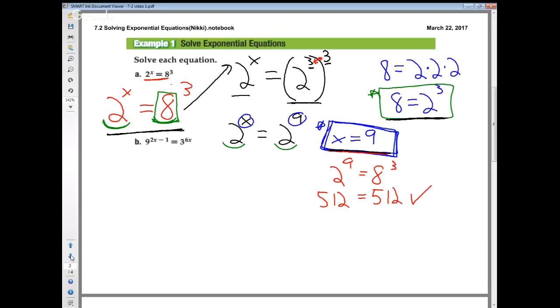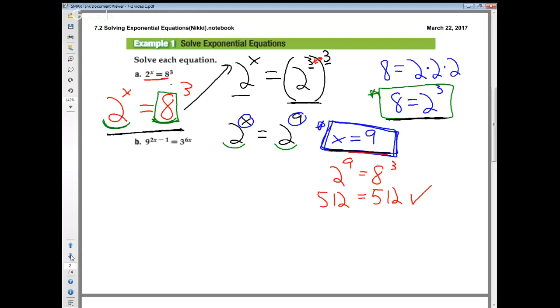So it's actually not too bad. Just make sure your bases are the same by rewriting your bases, or in other words, try simplifying your bases. And then just set the exponents equal, and you can find your x value.